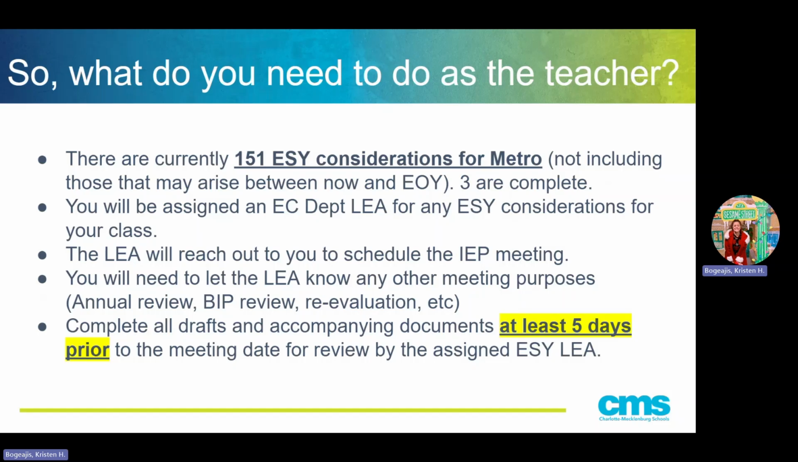So there are currently 151 ESY student considerations at Metro. So that's what there are currently at Metro. There is a whole bunch of them. So that's not including those that may arise from now to the end of the year. 3 are complete. So it's really important for us to understand the scope, the gravity, of how many cases there are. So we need to work together to be able to get these completed. And that's what we're going to be doing. We're going to be working together to get this done.